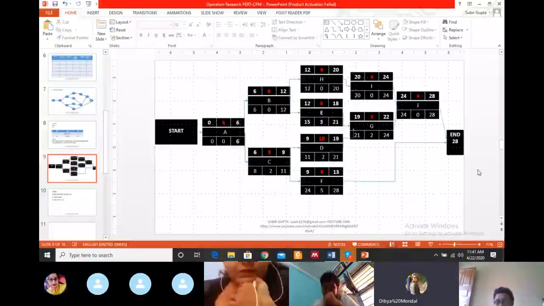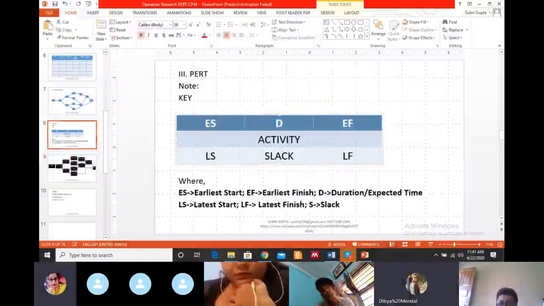So that is the forward path. That part is over.